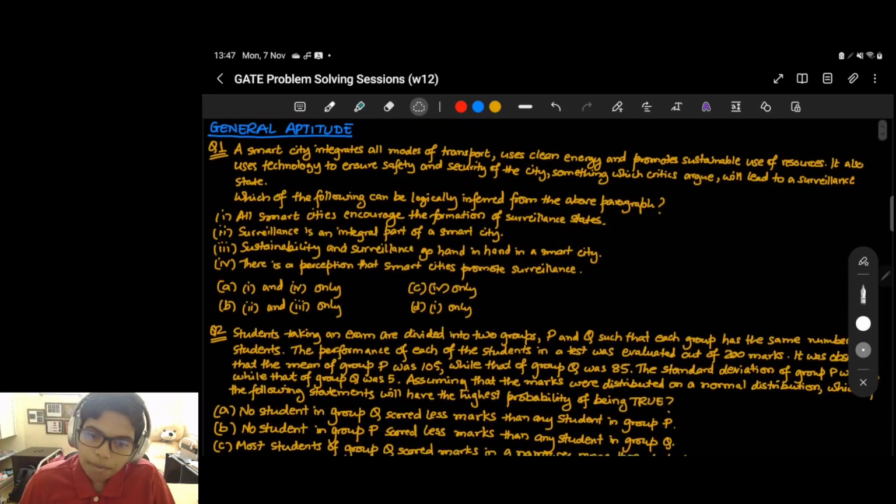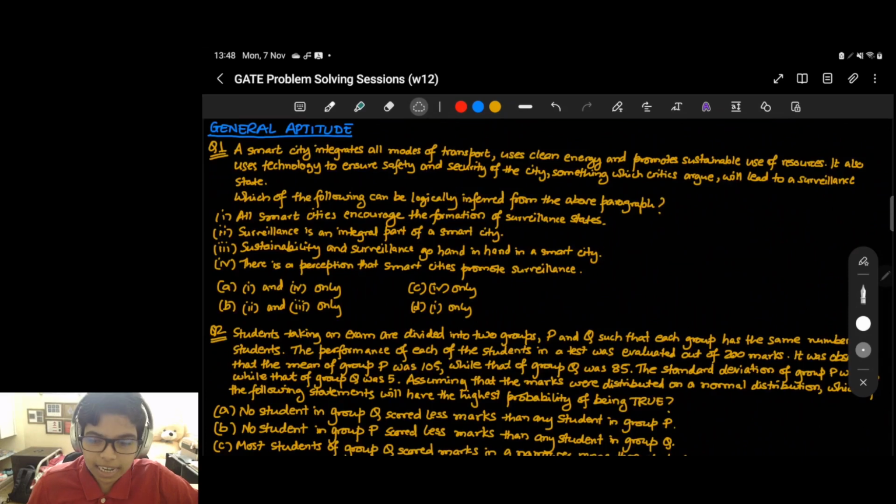The first question is a comprehension type question. It says that a smart city integrates all modes of transport, uses clean energy, and promotes sustainable use of resources. It also uses technology to ensure safety and security of the city, something which critics argue will lead to a surveillance state. Which of the following can be logically inferred from the above paragraph? There are four statements, and we need to see which of these statements can be inferred from the above paragraph.